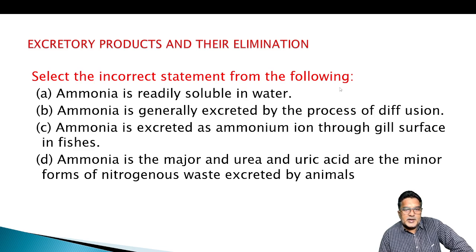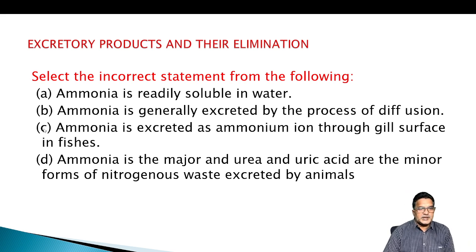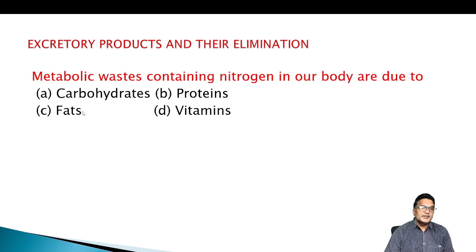Select the incorrect statement from the following. Ammonia is readily soluble in water. Ammonia is generally excreted by the process of diffusion. Ammonia is excreted as ammonium ion through gill surface in fishes. Ammonia is the major and urea, uric acid are the minor forms of nitrogenous waste excreted by animals. Here, some animals are having ammonia as a major, some are having urea as a major, some are having uric acid. In that way, the statement is wrong. We will find all these above three statements in NCERT directly.